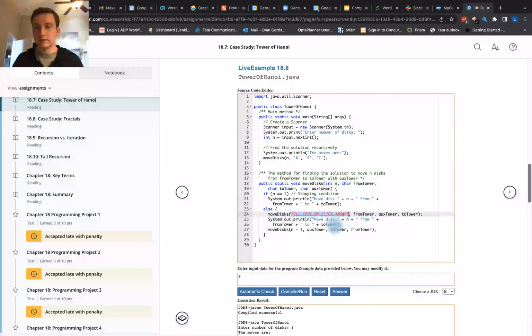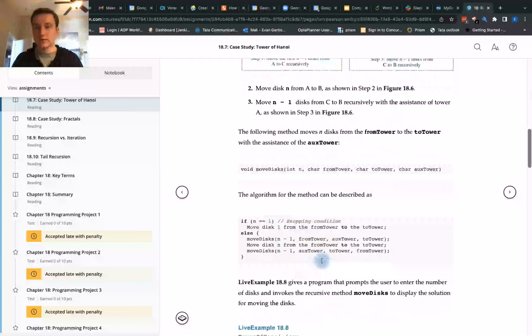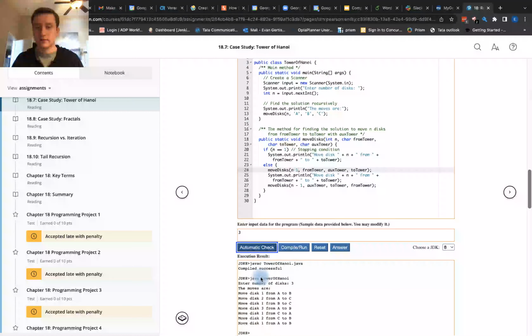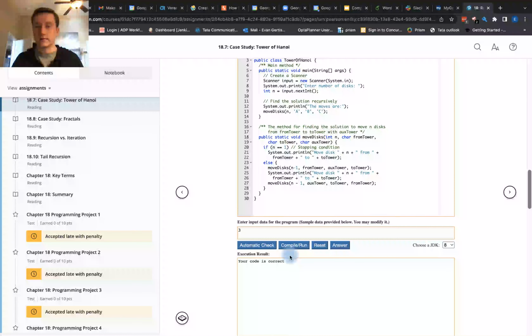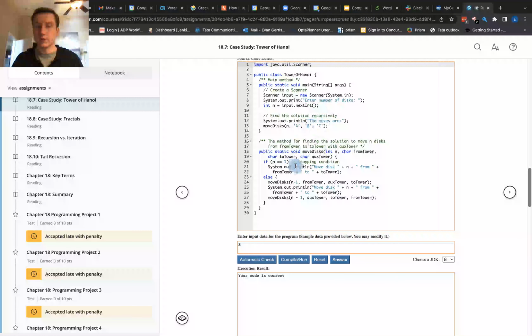Otherwise, move n-1 disks. This comes from the explanation right here, right? Move n-1 disks. This is our condition. So automatic check, your code is correct. And that's how we can move the disks from one tower to the other tower. This is just a recursive function that goes through and recurs on itself.